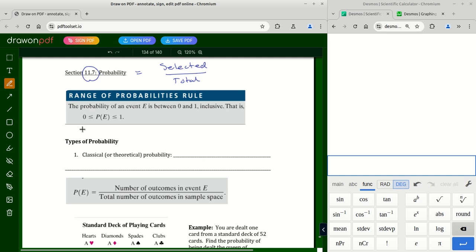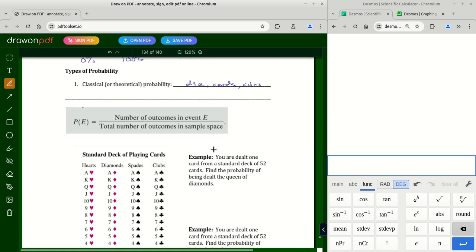They're trying to say here that probability goes from 0% all the way to 100%. You can't have 200% probability of something, so there it is. Classic probability, I call them dice, cards, coins. These are things that are fixed and won't change over time. You'll always have the same amount of dice, cards, and coins, that kind of thing.